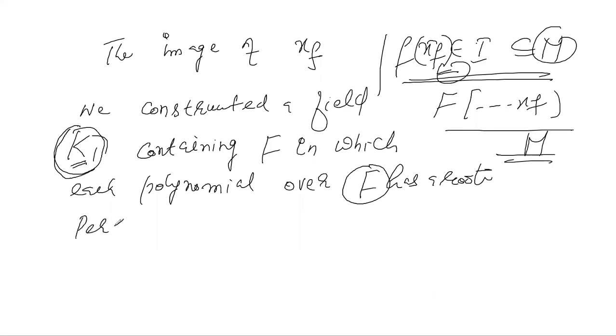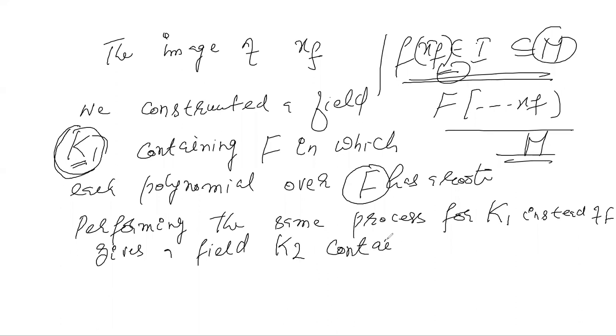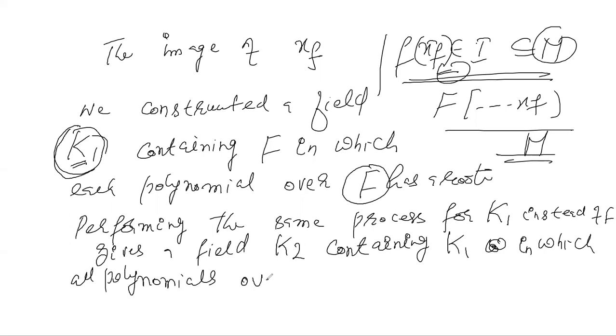Now performing the same process for K1 instead of F gives a field K2 containing K1 in which all polynomials with coefficients in K1 have a root.